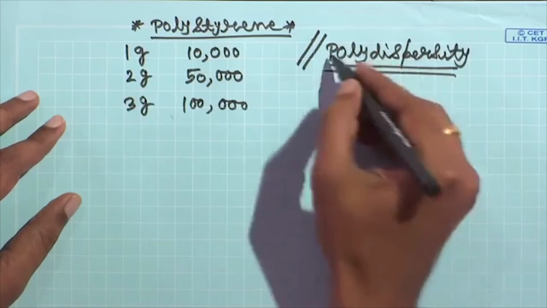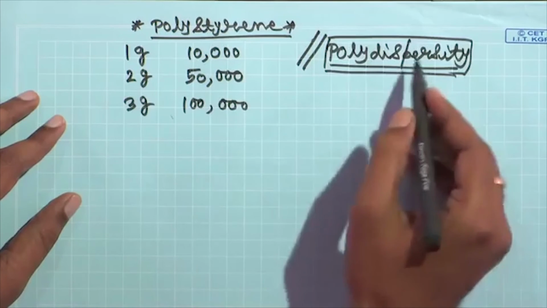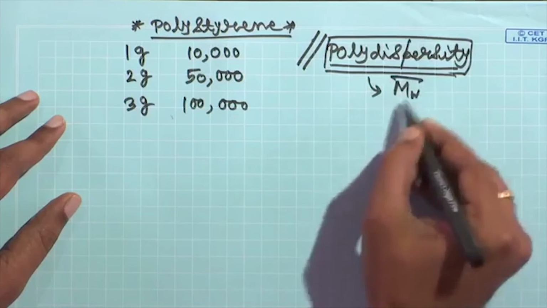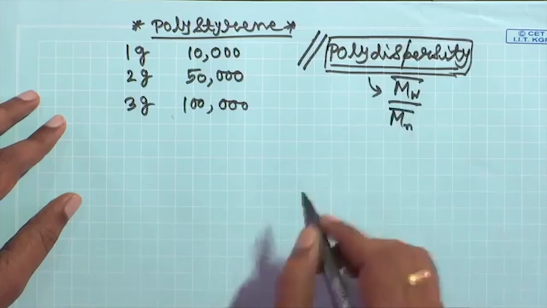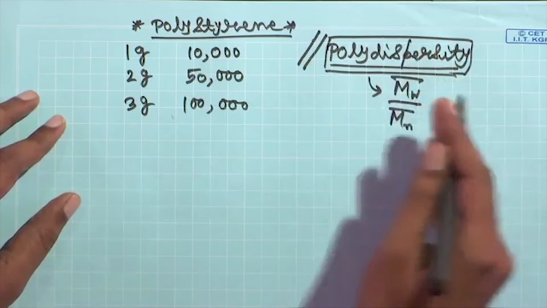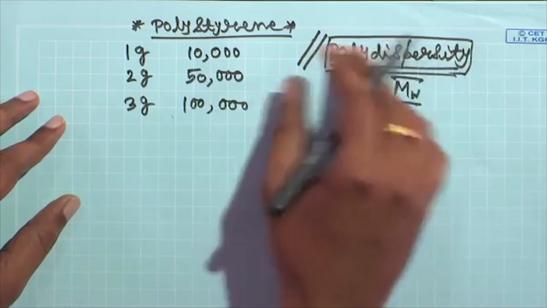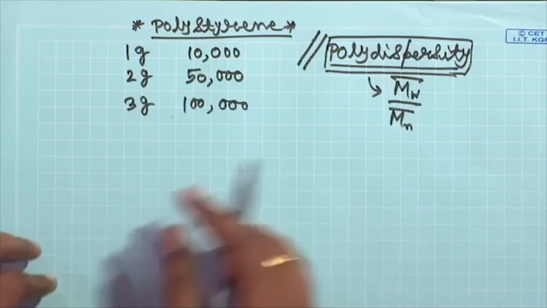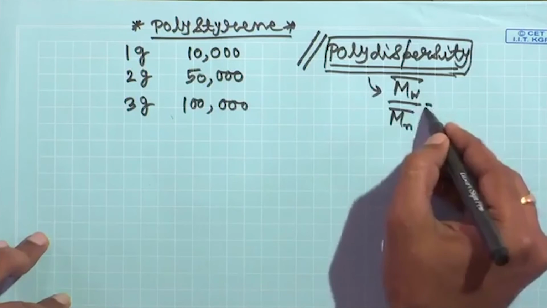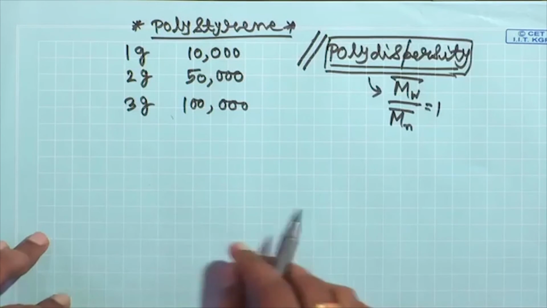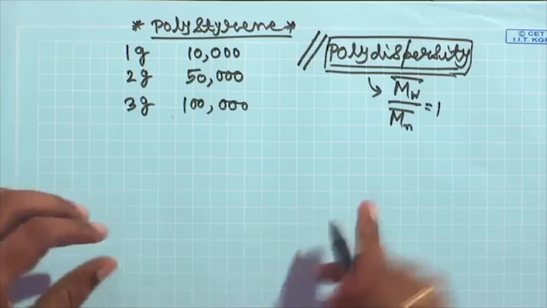So, which means if the polydispersity index, which is defined by Mw by Mn, is higher than 1, the higher the value, the more is the dispersity. That means the more is the distribution of the molecular weight among different polymer chains. If this ratio is 1, that would mean all the polymer chains have actually the same length.